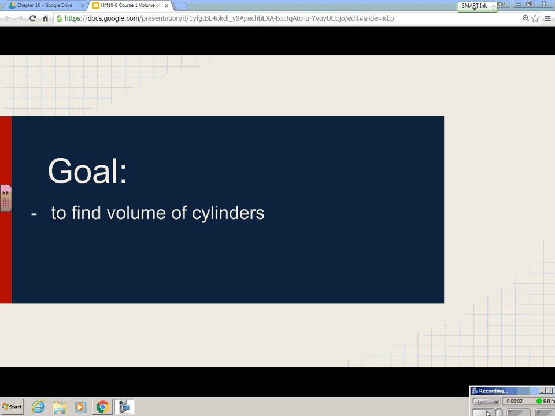Okay, welcome back to math. Our goal today is going to be to try to find the volume of cylinders. Some cylinders are like soda cans, trash cans, things that are shaped like that. Write this down with today's date and page number.